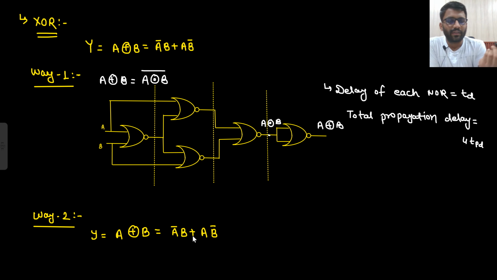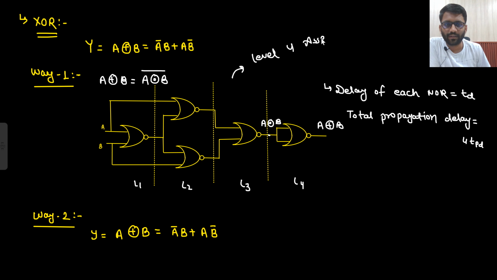Now the next one. Now I need to make this. In the same manner, there could be 2 ways. Here, if each delay is TPD, then the total delay will be 4 TPD. And what is this? This is level 4 assembly. Level 1, level 2, level 3, and level 4. So this will be level 4 assembly. Right?